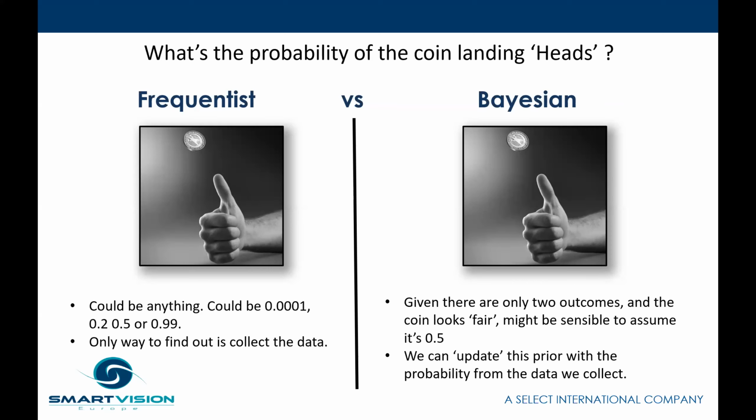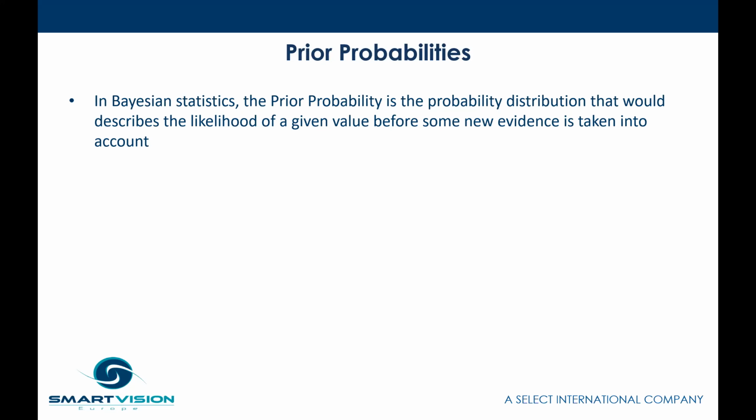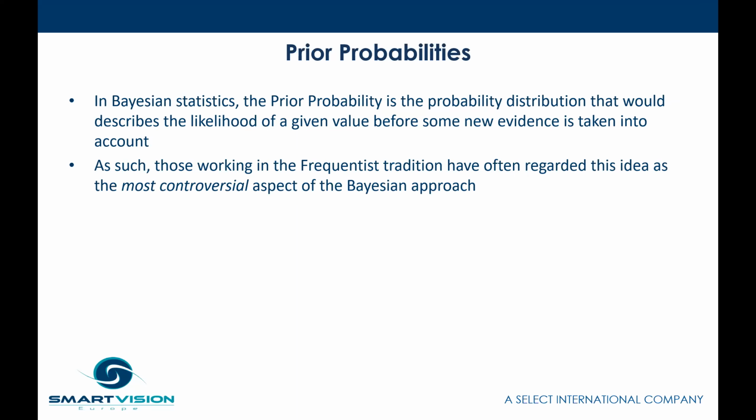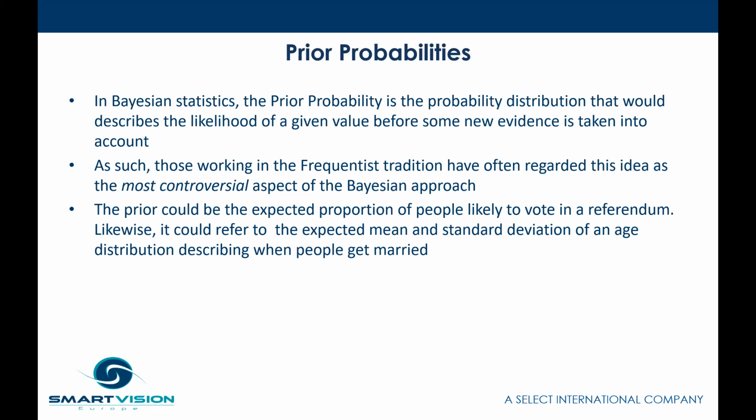And that's the context, if you like, and how the context provides a prior probability for us. In Bayesian statistics, the prior probability is a probability distribution that would describe the likelihood of a given value before some new evidence is taken into account. Okay. As such, those working in the frequentist tradition have often regarded this idea as the most controversial aspect of the Bayesian approach. Of course they do. That's hardly surprising. The prior could be the expected proportion of people likely to vote in a referendum, for example.